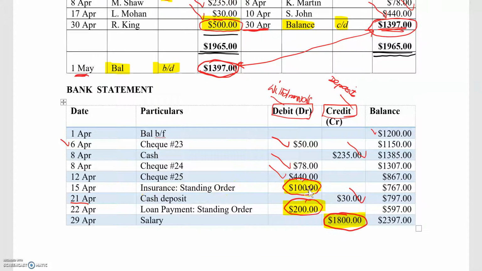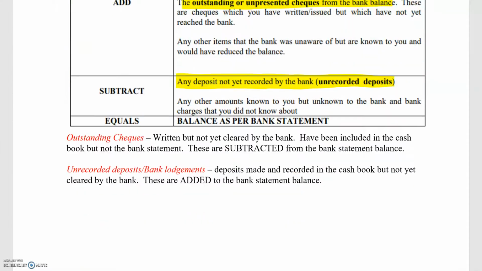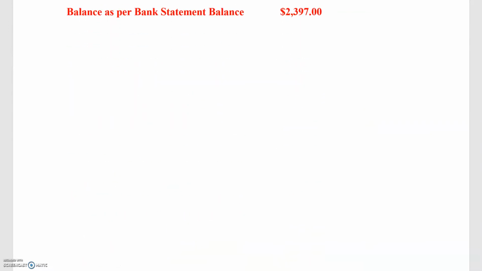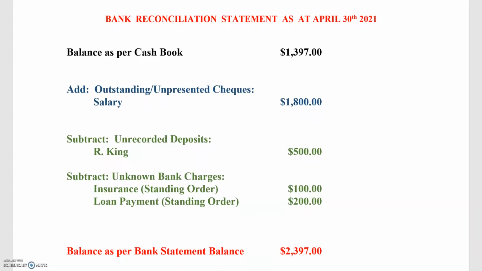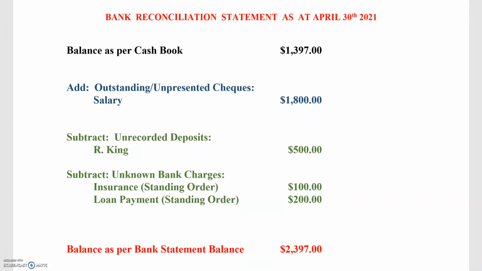payments reflected in the bank statement but not reflected in the cash book. In this case, we have 2 standing orders, one for insurance payment, the other for a loan payment, and we have a deposit or a receipt of $500 which has not yet been added to the bank statement. Therefore, when we look at our unrecorded deposits, we have our $500, and our unknown bank charges, which are insurance and loan payment standing orders.